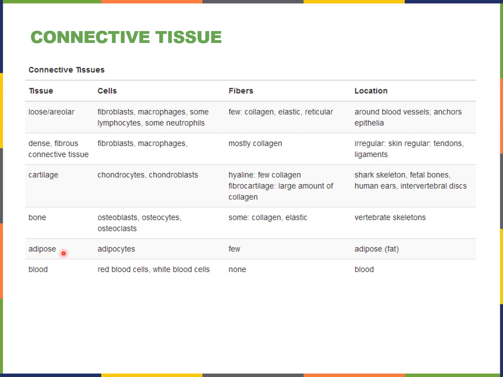And adipose is fat, basically. The cells within it are adipocytes, and the place that you find it is within the fat. There are different fat stores for different kinds of animals, depending on what kind of animal it is. If they're hibernating, if they go into torpor during like summer months, really depends on how those animals are functioning.